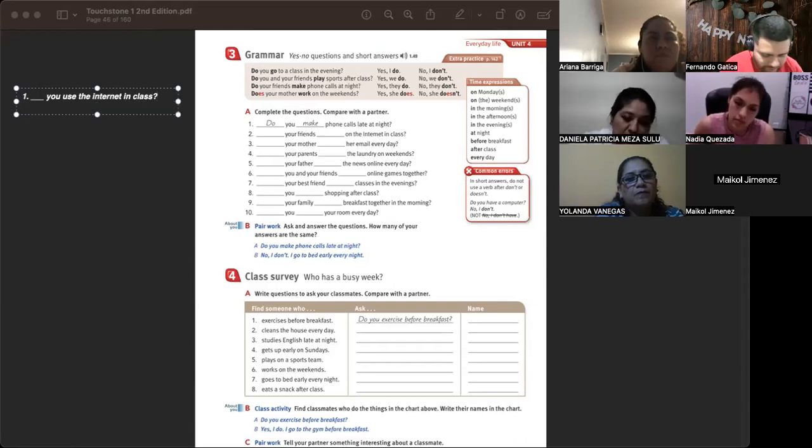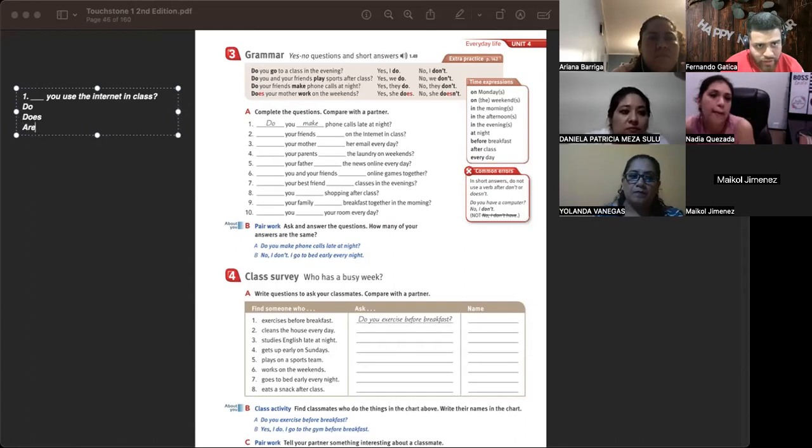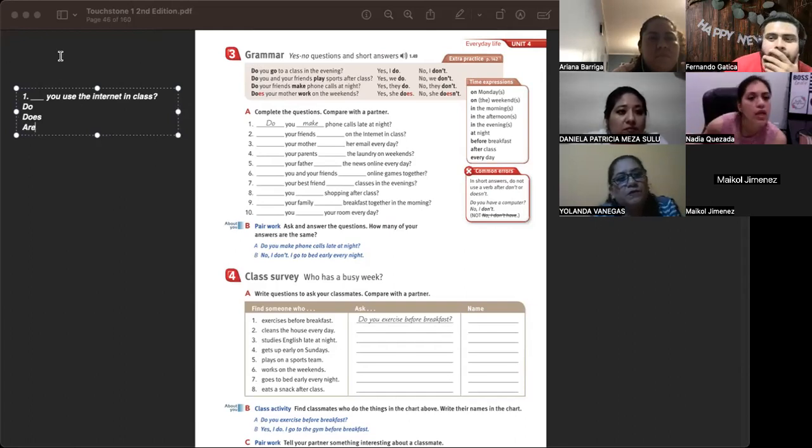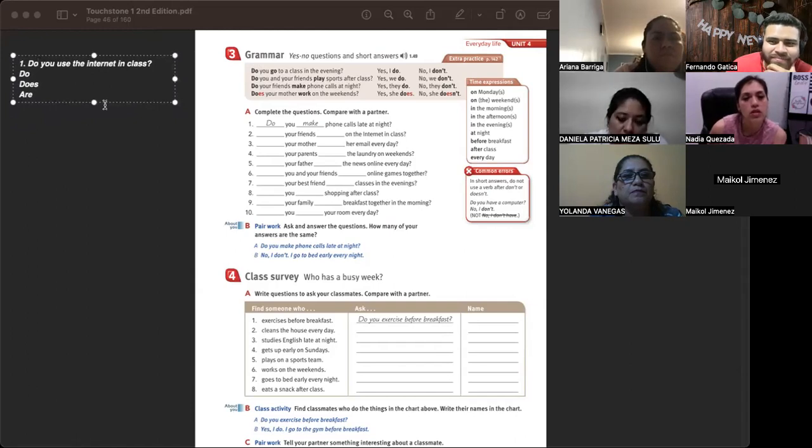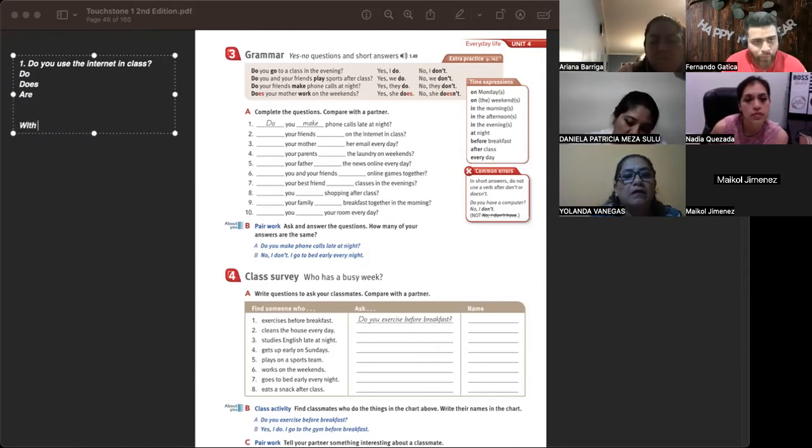Plus, right here is going to be do, does, or are. Do. No se puede usar are. Are you using the name? No, because it's present tense in affirmative form. Exactly. Very good.